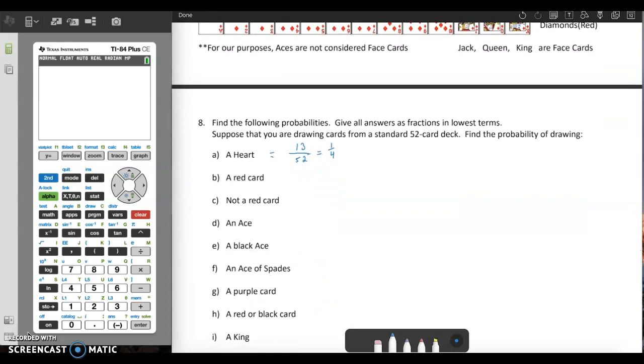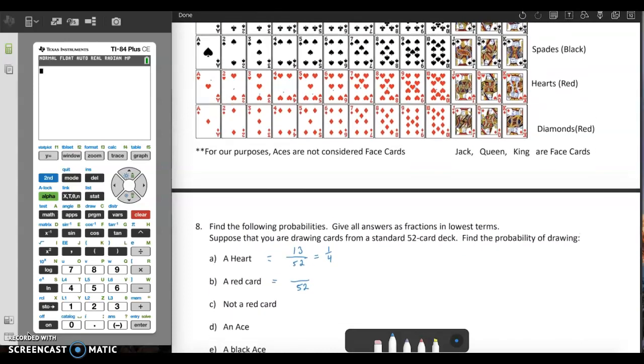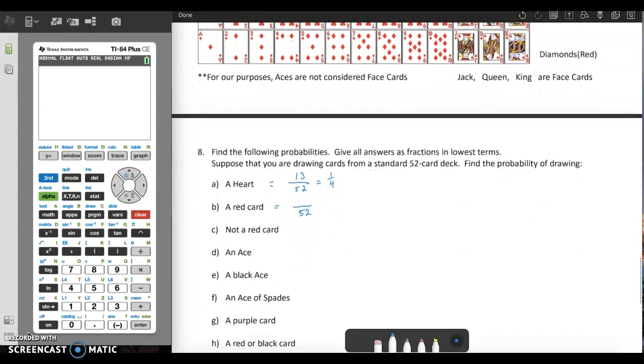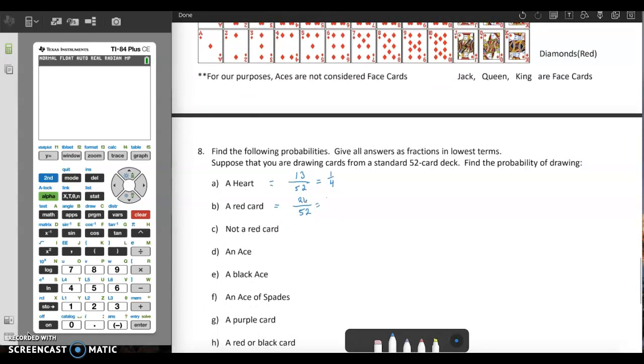What about the probability of drawing a red card? So again, out of 52 total, how many of them are red? Well, you could either count them all up, or maybe you already know, if there are 13 hearts, there are also 13 diamonds. That means there are 26 total red cards. And if we reduce that, we get a half. And that makes sense again. A half of the cards are red. So we start off with some easy ones to see how it works.